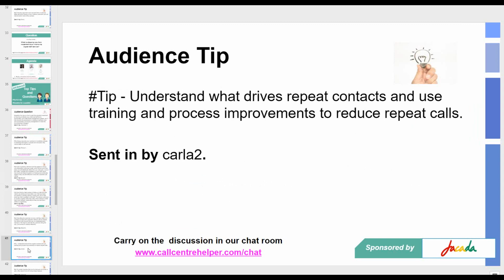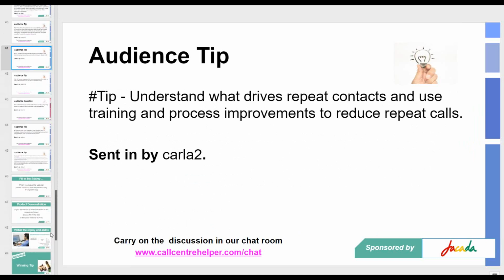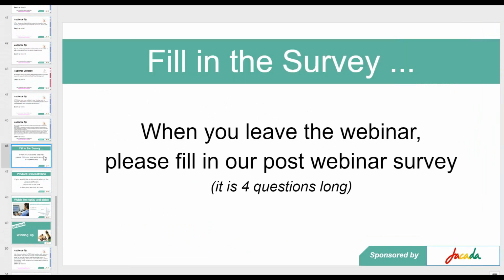Understand what drives repeat contacts and use training and process improvements to reduce repeat calls. So, Rich, I guess repeat contact resolution, first contact resolution, reducing repeat contacts is quite a key strategy. This is it. If customers are contacting you in large volumes about a specific issue or a set of related issues, then let's find a way to automate that issue to empower customers to help themselves. Let's utilize an understanding of disposition codes and chat transcripts to understand what those problems are and resolve them.